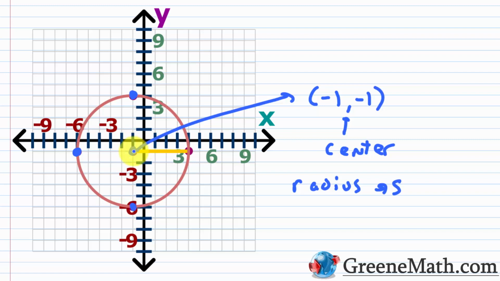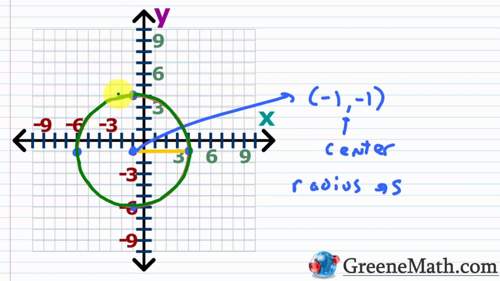And then lastly, I can go 5 units to the right from the center: 1, 2, 3, 4, 5. So that's a point there at 4 comma negative 1. With those 4 points, I can draw my circle, and I'm just going to trace over what I already have. Hopefully I don't mess it up too badly. You can see that I am terrible at tracing and drawing, but you get the idea. That's how you can draw a circle.